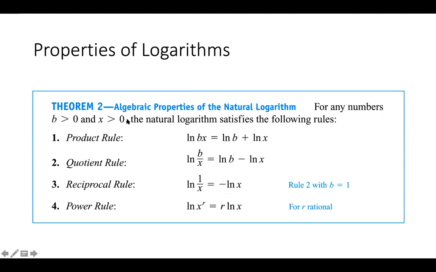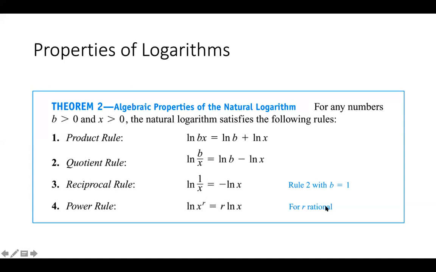For any numbers b greater than 0 and x greater than 0, the natural logarithm satisfies the following rules. You have the product rule, which says that the natural log of b times x is equal to natural log b plus natural log x. You have the quotient rule, which says natural log of b over x is equal to natural log b minus natural log x. You have the reciprocal rule, which says natural log of 1 over x is just the opposite of natural log x. And then you have my favorite, the power rule, which says that the natural log of x to the power r, you just grab this exponent and you go, and that comes out to r times the natural log of x.